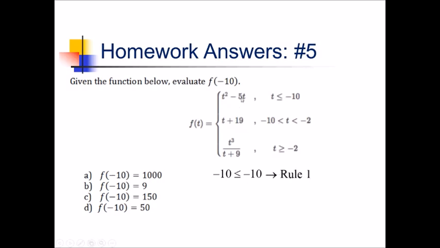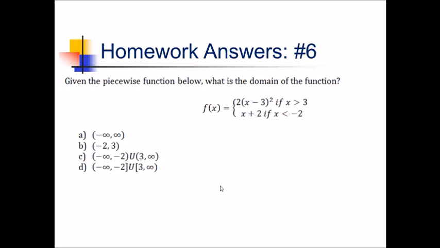So I'm going to do -10 squared minus 5 times -10 using this first algebraic rule. -10 squared is 100. -5 times -10 is 50. So we have 100 plus 50, which comes out to 150. And that's answer choice C.